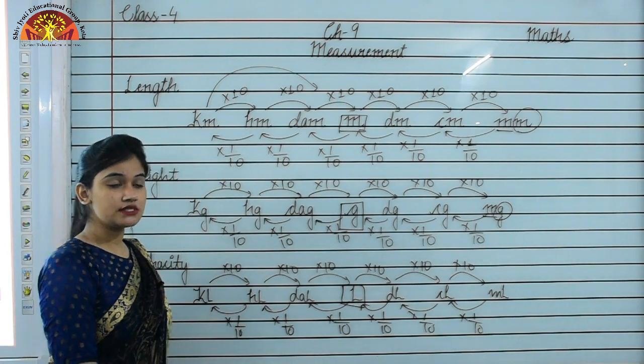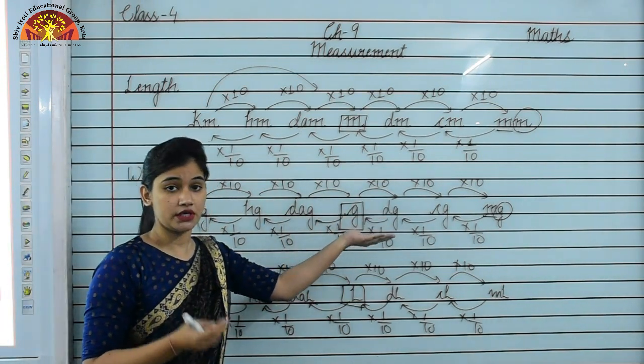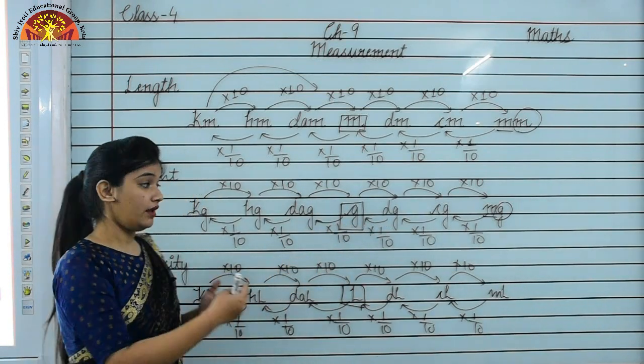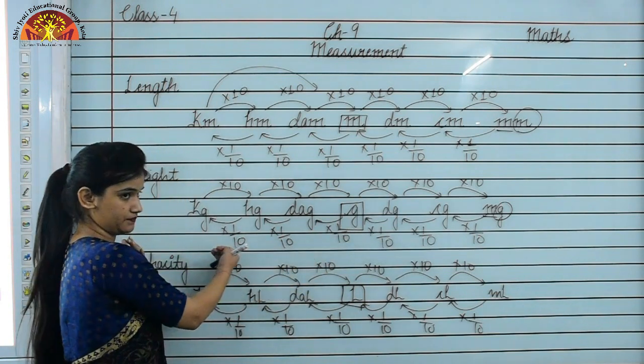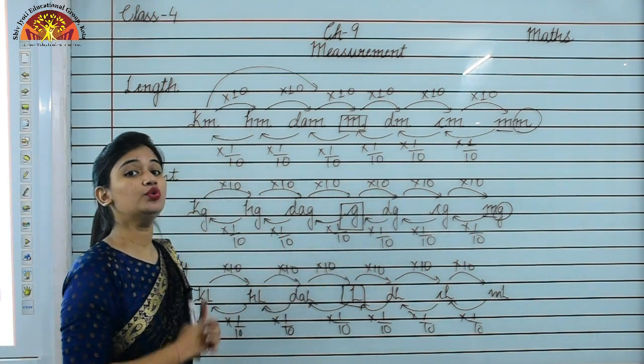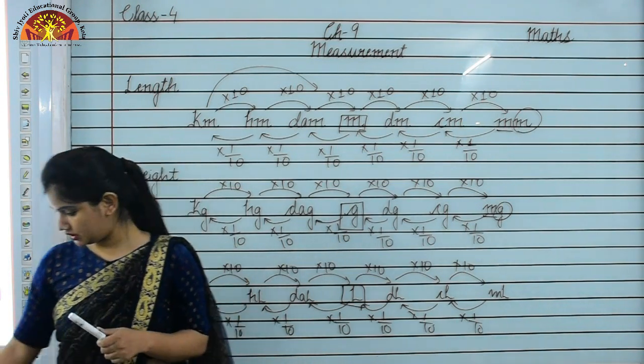Is it clear, students? So in this way, whenever we are going in this direction, it means we are converting a bigger unit into a smaller unit. We will multiply by 10. And when we are coming in this direction, जब हम किसी छोटी यूनिट को बड़ी यूनिट में कन्वर्ट कर रहे हैं, we have to divide by 10. Is it clear? Now we will see some questions.